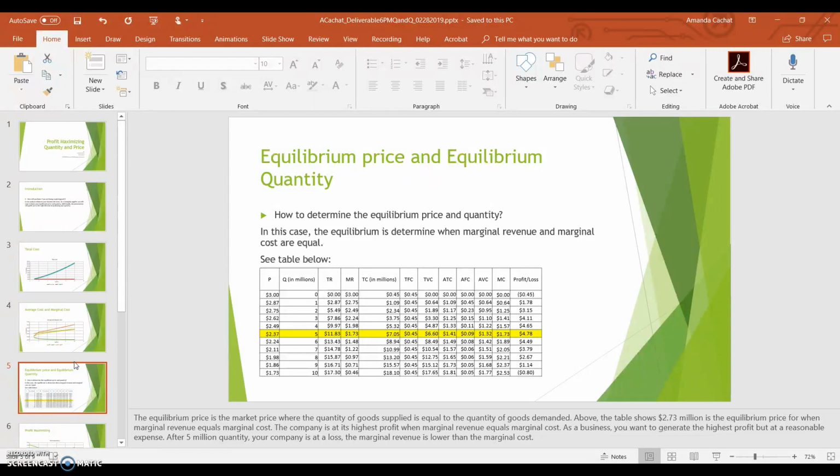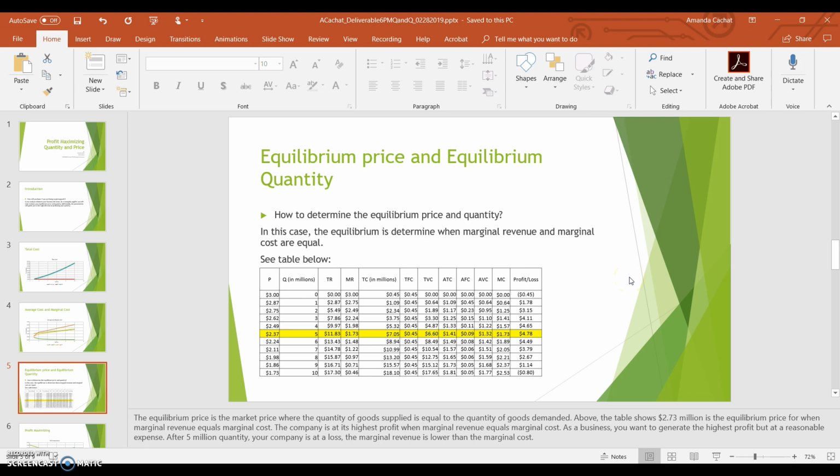How to determine the equilibrium price and quantity. In this case, the equilibrium is determined when marginal revenue and marginal cost are equal. So in the table below, you can see the calculations that we made, and you can also see your total fixed cost, your total variable costs, the average total cost, the average fixed cost, the average variable cost, and your marginal cost. And then you can see where you are profiting or you're losing money.